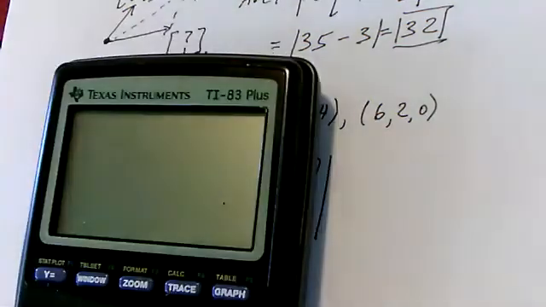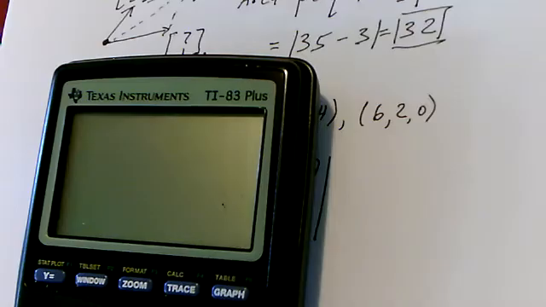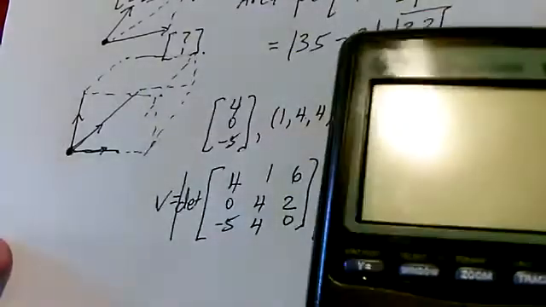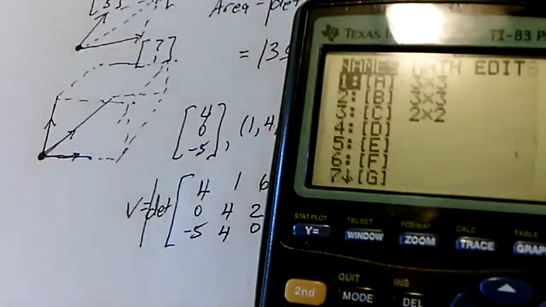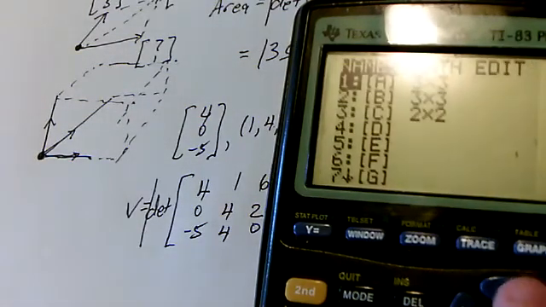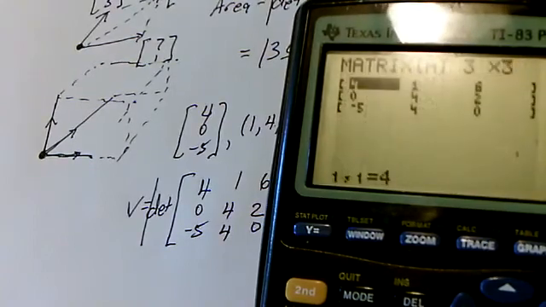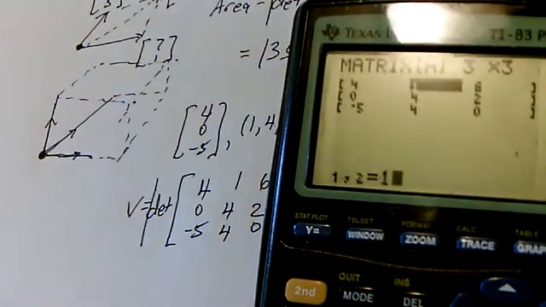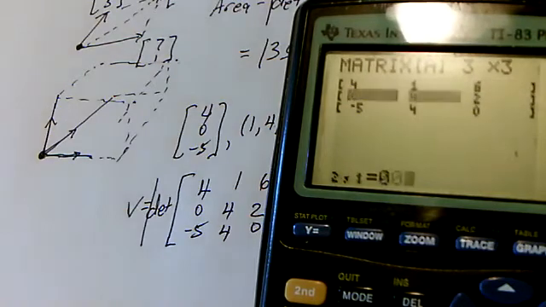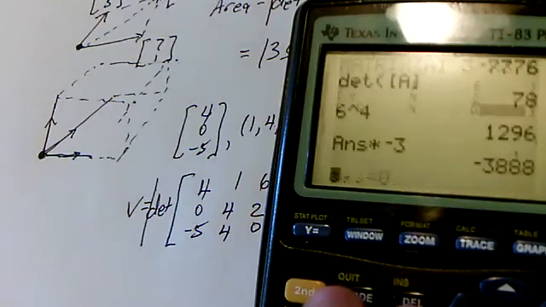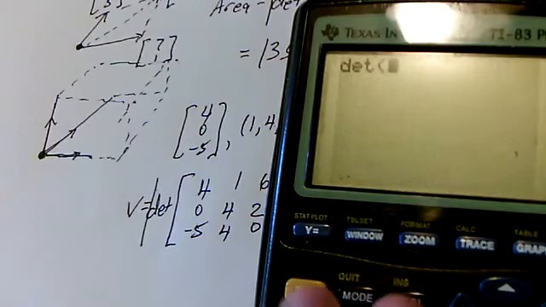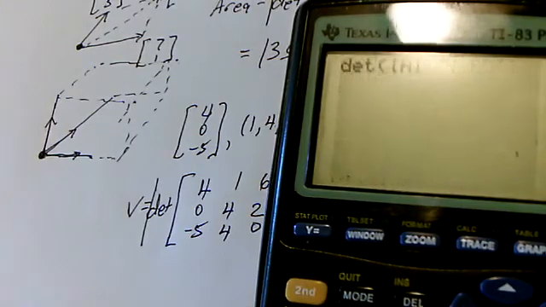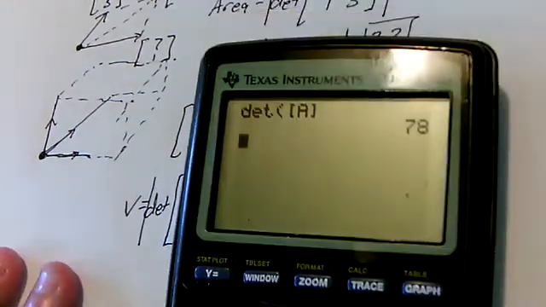So I'll show you a little bit of the calculator here. Type in this matrix. I've got 4, 1, 6, 0, 4, 2, and then negative 5, 4, 0. I go to matrix, go over here to math, and the very first one there is DET for determinant. Take the matrix A, do that determinant, and I get 78.